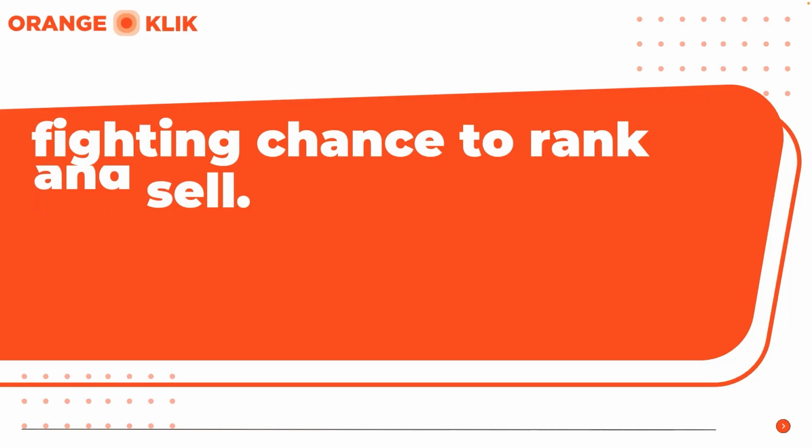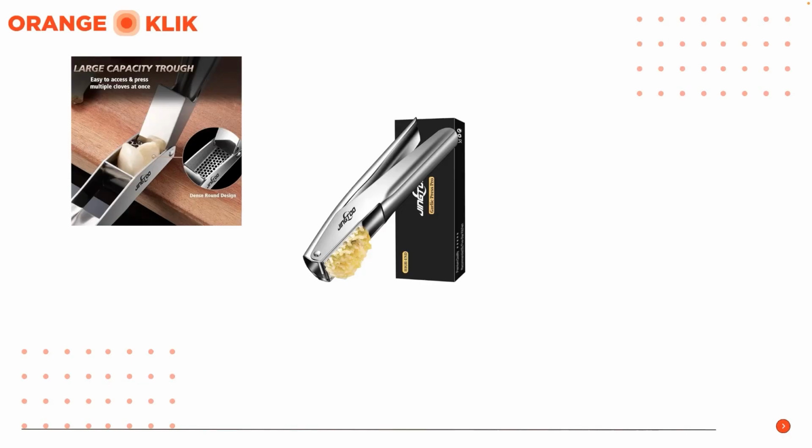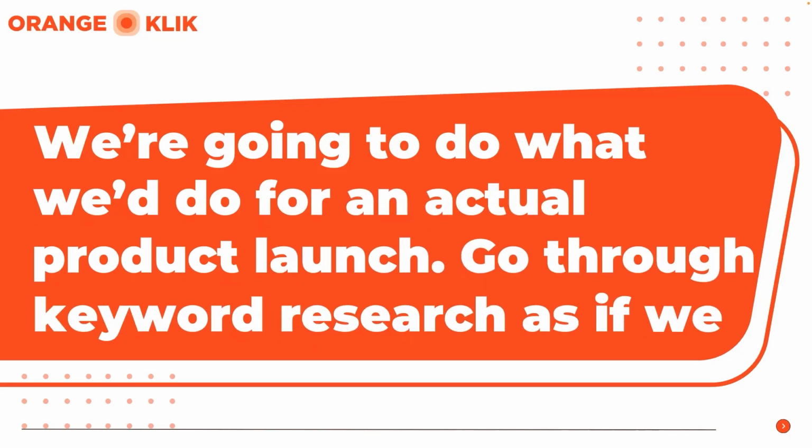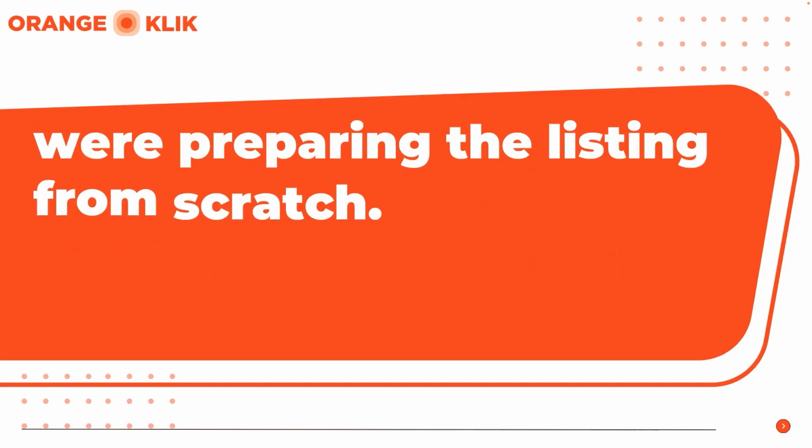We'll use a stainless steel garlic press as our real-world product example. It's a common kitchen and dining item, competitive, but still full of keyword opportunities if you know how to find them. We're going to do what we do for an actual product launch: go through keyword research as if we were preparing the listing from scratch.